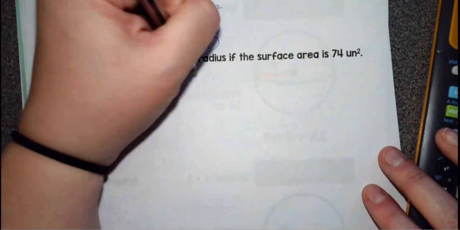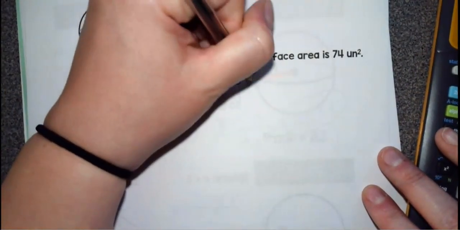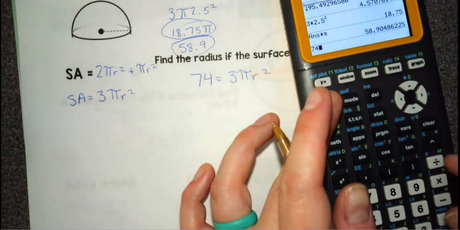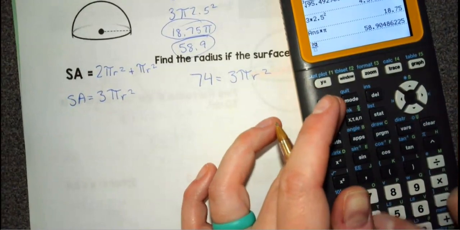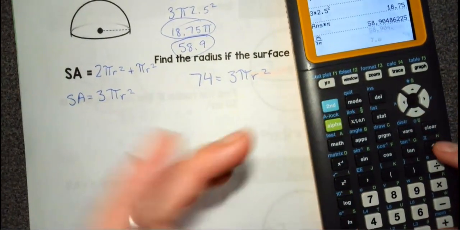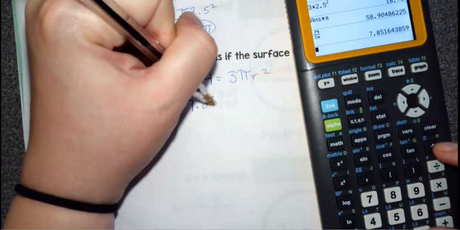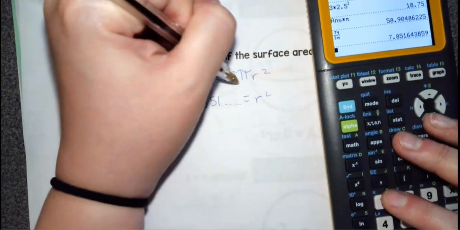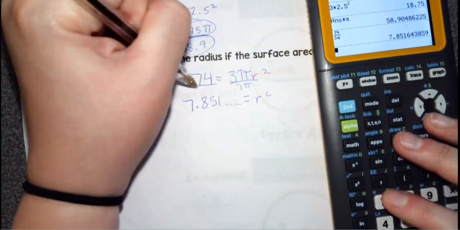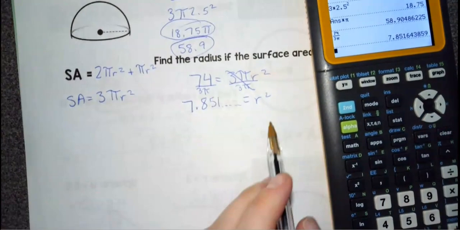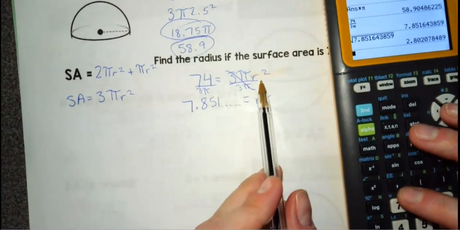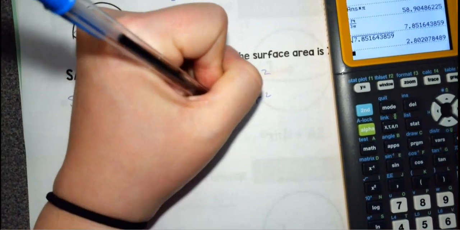If the surface area is 74, so same idea. 74 equals 3 pi r squared. Divide 74 by 3 pi. Okay, I divided by 3 pi. And then I just need to take the square root of that number. Why am I taking the square root? Because this is r squared, and we want just the radius. So 2.8 is going to be that radius.